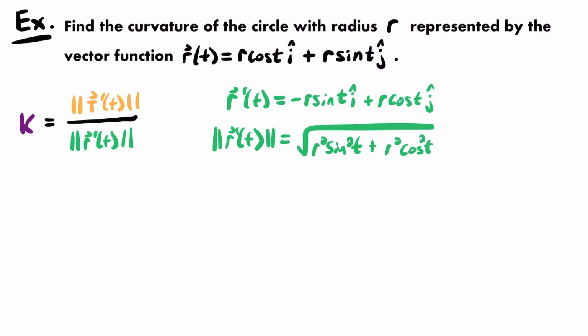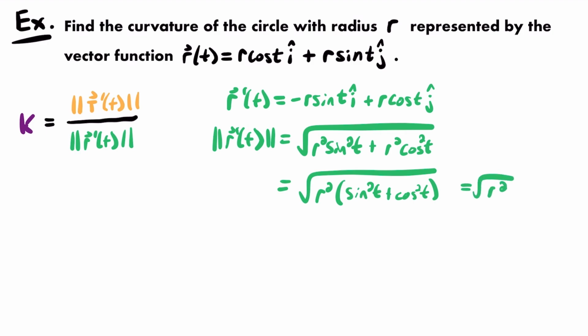And then something really nice is going to happen here. We can pull out a common factor of r squared, and what you'll be left with is sine squared t plus cosine squared t. And we know from the Pythagorean identity for sine and cosine that that is equal to 1. All right, so what we get here is the square root of r squared times sine squared t plus cosine squared t. That is equal to 1, so you just get the square root of r squared, which is r. All right, so the magnitude of the derivative of the vector function is just the radius r.